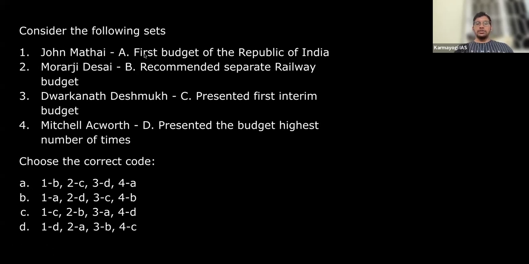1 is A. John Mathai, first budget of Republic of India after the Constitution. John Mathai has put forward the budget. Then 2 we have seen. 3 is C, presented first interim budget. In 1952 we had an election, so it was an interim budget. The first interim budget was presented by Dwarkanath Deshmukh. And Mitchell Acworth recommended the separate railway budget in 1924, right? So the answer is B.